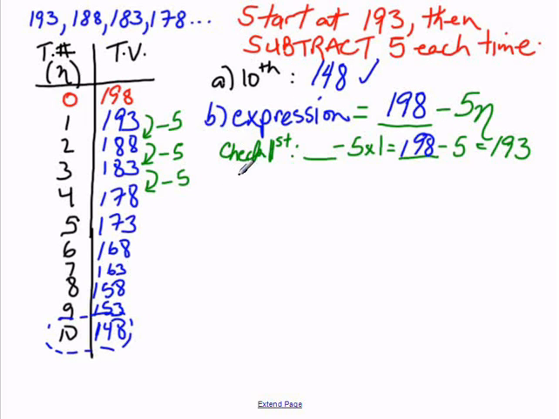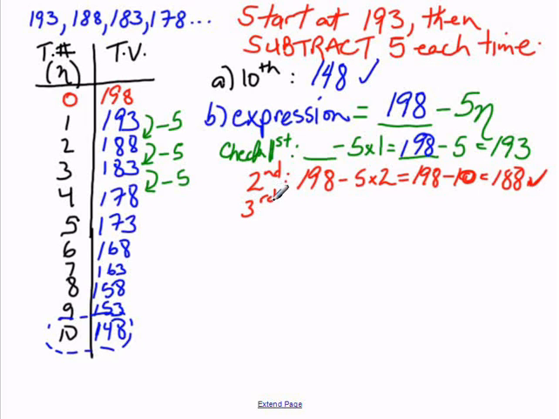So now, let's check the second number of the pattern. And let's use my full expression now. 198, take away 5 times 2, because I'm checking the second number of the pattern. 198, take away 5 times 2 is 10. Well, that's 188. 188 is indeed the second number of the pattern. Looks good. Try one more.